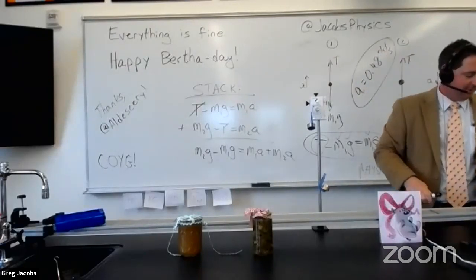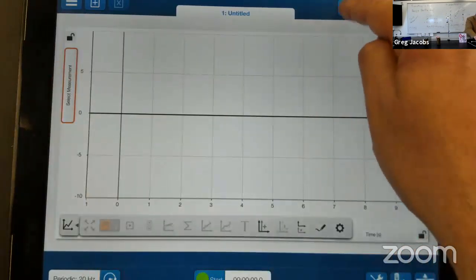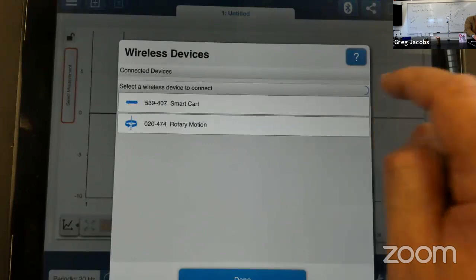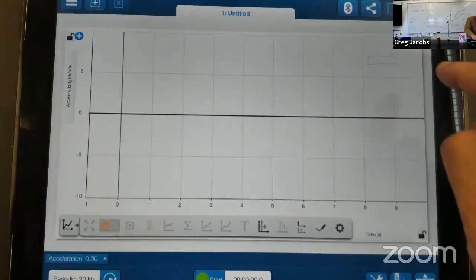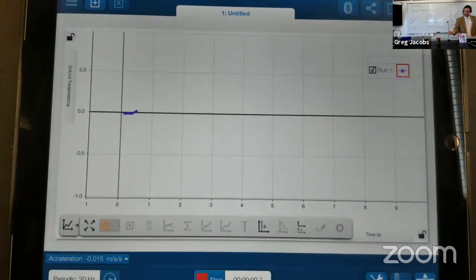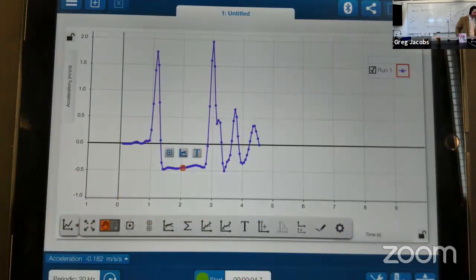Let's see if that's right. Share the screen with you. We're going to do a new experiment. So you see, I'm doing this live. There it comes. You can see it now. I'm doing this live. I'm hooking up not the cart, but the rotary motion sensor now. And I want to measure acceleration. Let's try it. Look at that, just below the 0.5 meter per second mark, physics works.